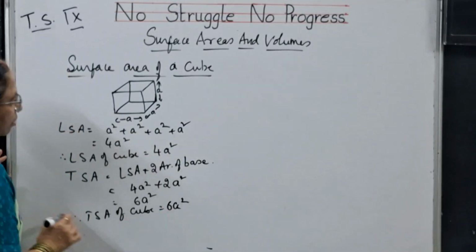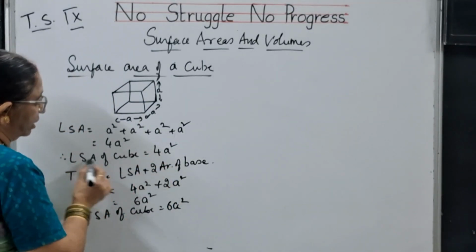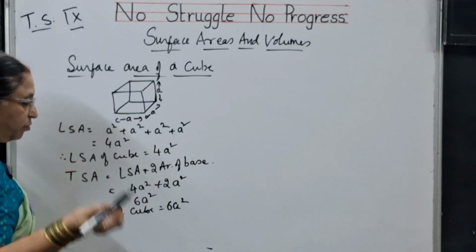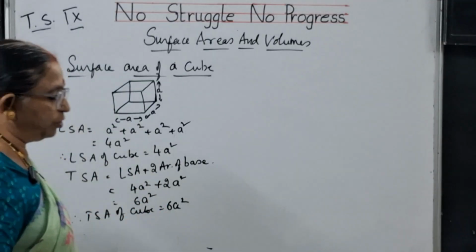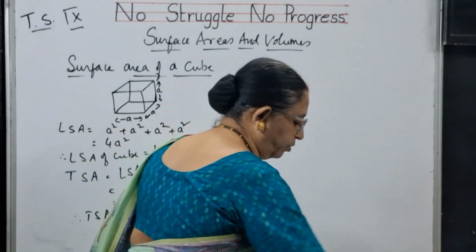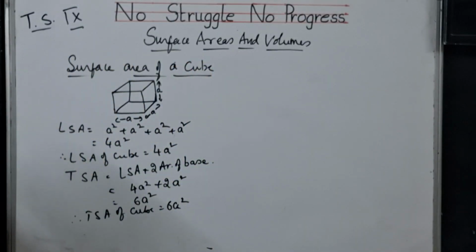So these are the formulae which you should learn perfectly well, children: LSA of cube, LSA of cuboid, TSA of cube, TSA of cuboid. If you know these formulae, then only you can solve the problems, children. Please note it down.